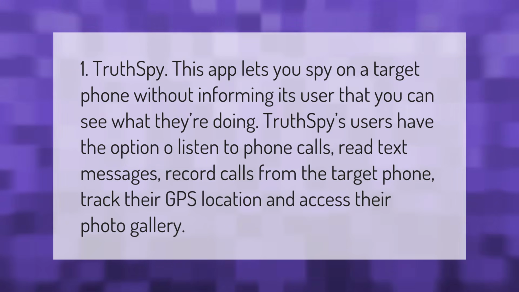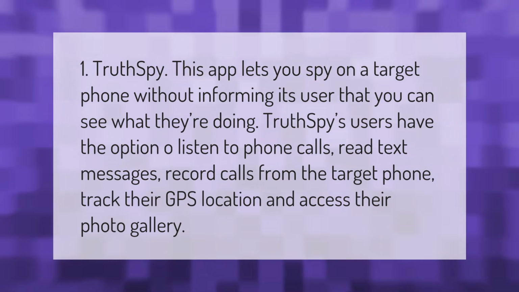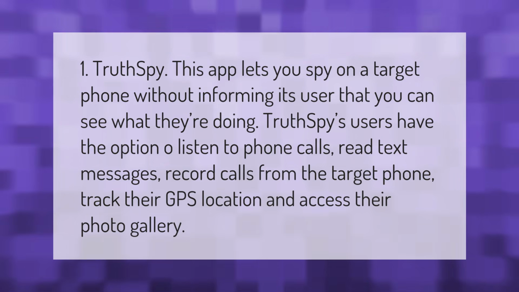1. Truth Spy. This app lets you spy on a target phone without informing its user that you can see what they're doing. TruthSpy's users have the option to listen to phone calls, read text messages, record calls from the target phone, track their GPS location and access their photo gallery.